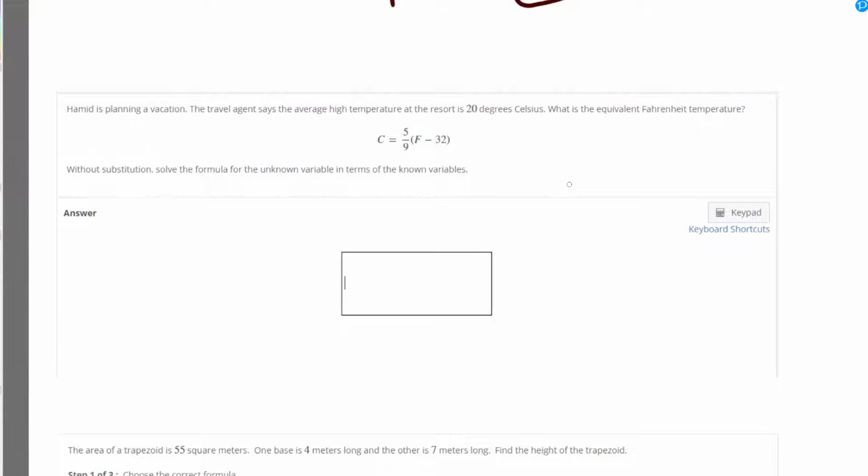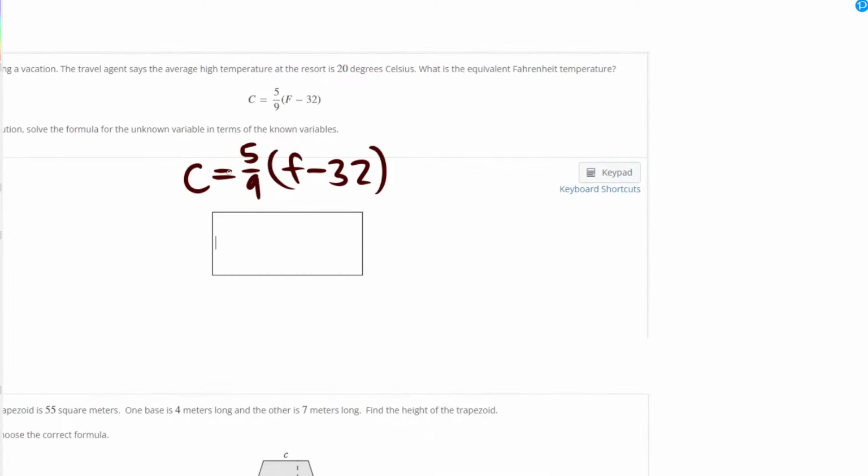Another example, Hamid is planning a vacation. The travel agent says the average high temperature of the resort is 20 degrees Celsius. What is the equivalent Fahrenheit temperature? This one is asking us to, without substitution, solve for the formula of the unknown variable in terms of the known variables. So without substitution is our key word here. We want to find Fahrenheit, so Celsius is equal to 5 over 9 times Fahrenheit minus 32. We want to get this to the other side, so we will divide.